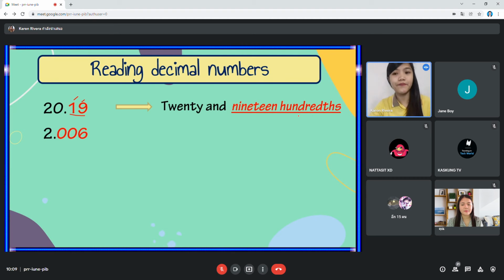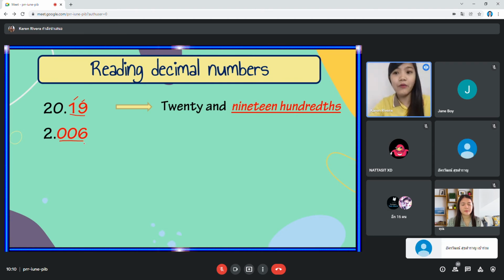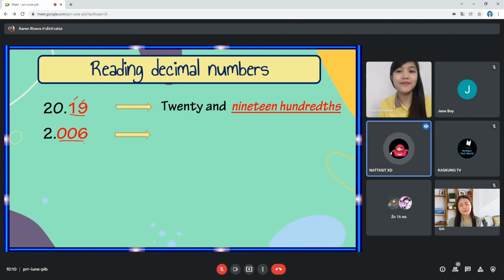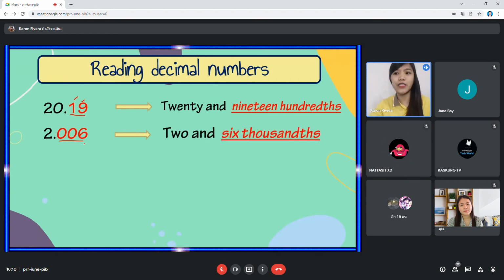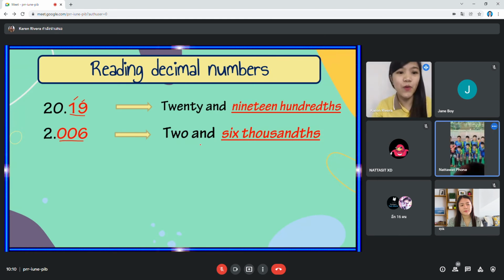Okay, one more Natasit, this one. Can you read it? Look at this one. This one has 2 decimal places. This one has 3 decimal places. Now, how will you read that? Natasit, go. 2 and 6,000. Okay, very good, Natasit. This is 2 and 6,000. Good job. Next, Natawat?